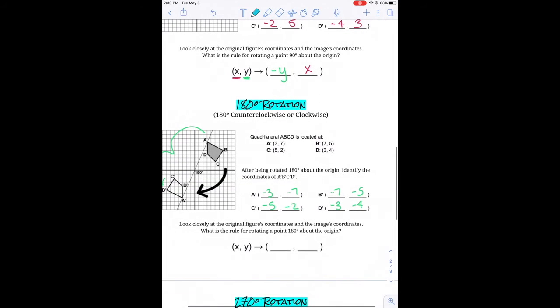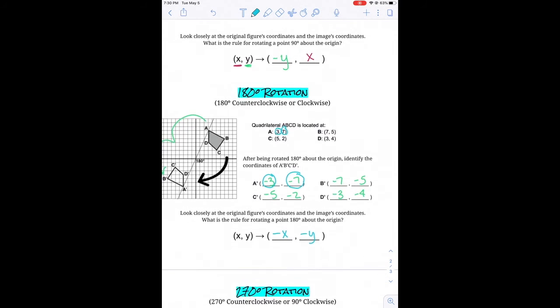All right, so now looking at the rules, I can see that the X and the Y value both stayed in the same spot, but they both became the opposite. So 3 stayed in the X position, but it became -3. 7 stayed in the Y position, but it became -7. And that was true for all 4 of the points. So that's the rule for a 180 degree rotation.